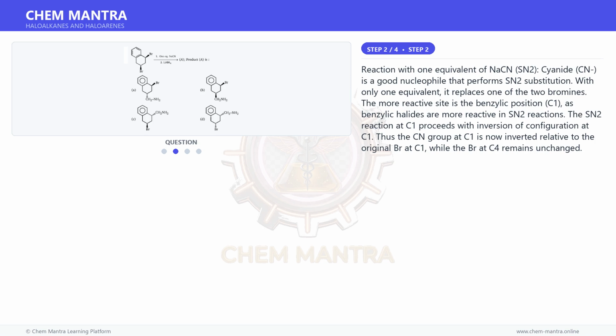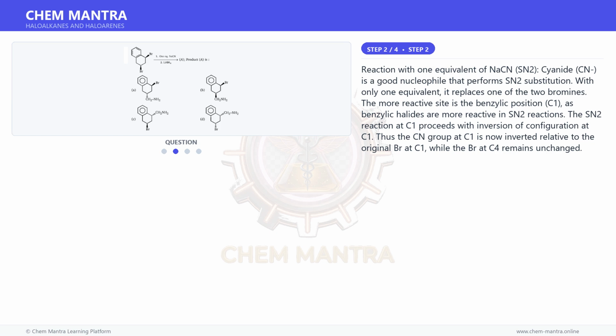Reaction with one equivalent of NaCN, SN2. Cyanide, CN-, is a good nucleophile that performs SN2 substitution. With only one equivalent, it replaces one of the two bromines. The more reactive site is the benzylic position, C1, as benzylic halides are more reactive in SN2 reactions. The SN2 reaction at C1 proceeds with inversion of configuration at C1.